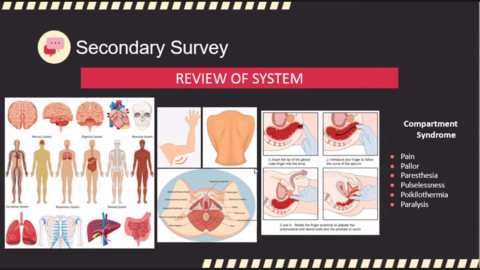Sa perineum, tingnan mo kung may signs of urethral injury. So, what are the signs of urethral injury? First, if may blood ka sa meatus. Second, if may hematoma ka sa perineum. Third, if high riding yung prostate mo. Pag DRE mo, mataas yung prostate than normal. So, most likely baka may urethral injury ka.